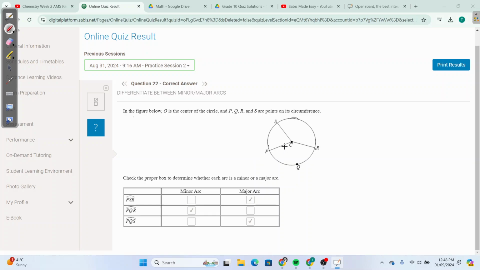PQR is this, which angle is clearly less than 180, so this belongs to the minor arc. This is the minor arc. Now, PQS is this whole thing, which is obviously greater than 180. I can't draw it because of my terrible drawing skills with the open board. But it's greater than 180.